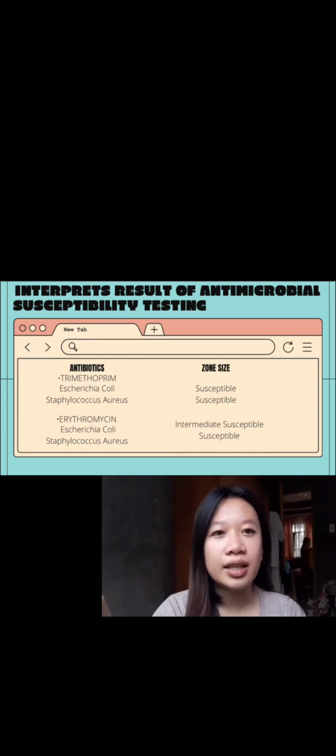For the third antibiotic, we have trimethoprim. E. coli is susceptible and there is also a wide zone of inhibition. Staphylococcus aureus is also susceptible with a wide zone of inhibition. For the fourth antibiotic, we have erythromycin. E. coli is intermediate susceptible with a minimal zone of inhibition. Staphylococcus aureus is susceptible with a wide zone of inhibition.